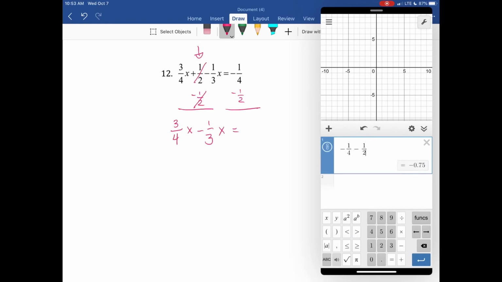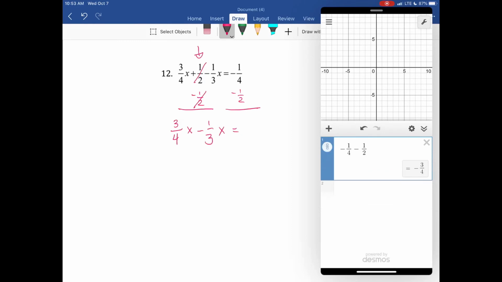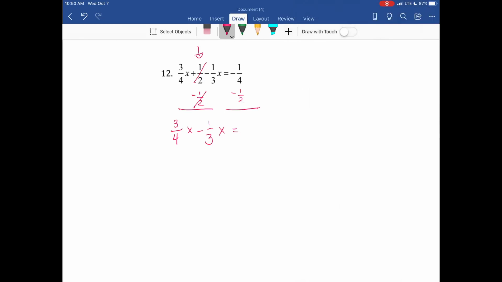just like so. And it's telling us it's negative 0.75. And remember, folks, that's negative 3/4. So I can combine that as negative 3/4. And now I have these two like terms that I need to combine.